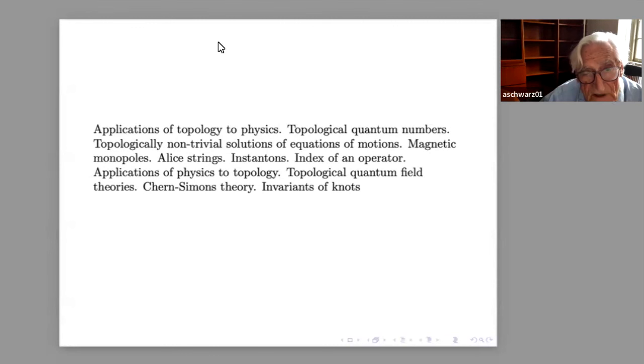So what I would like to talk about today is applications of topology to physics and applications of physics to topology. And probably right now it is the right time to list these developments and to say that in 50 years, starting in '74, there was really a revolution in the relation of mathematics to physics, and in particular a revolution in the relations of topology to physics.